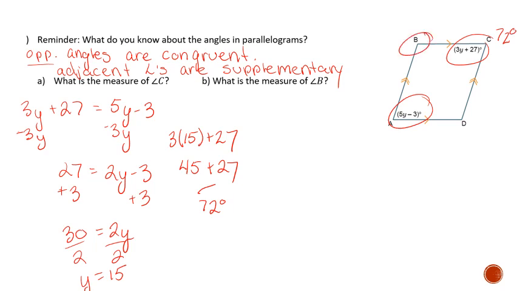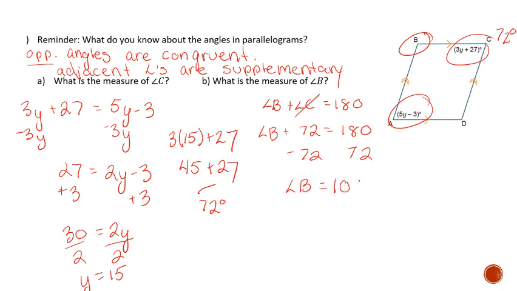Now we want to get angle B. We notice angle B and angle C are angles that are directly next to each other in the figure. This means that they are adjacent. Because they are adjacent, angle B and angle C are supplementary. That means angle B plus angle C equals 180 degrees. Using a little bit of substitution, we know that angle C is 72 degrees, so we can plug in a 72 instead of angle C. Subtract 72, and angle B equals 108 degrees. Okay?